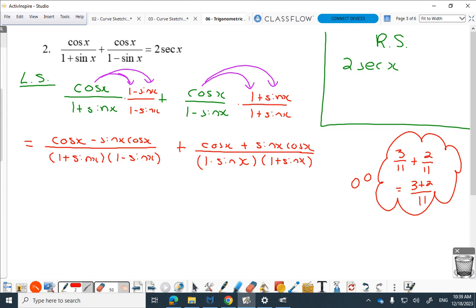So I'm going to add the tops. Just look at those numerators for a second, because this is where some people would give up on this question. About here they'd go, it's too much for me. Well, watch what happens. Cos plus cos.